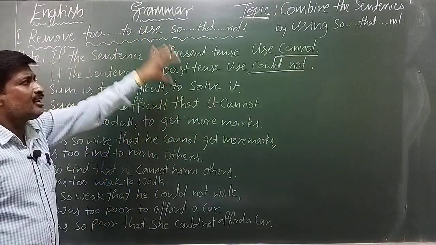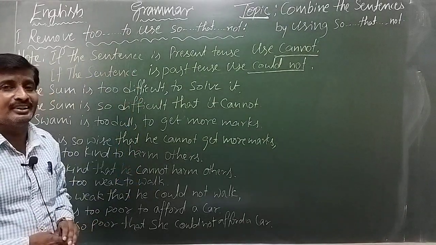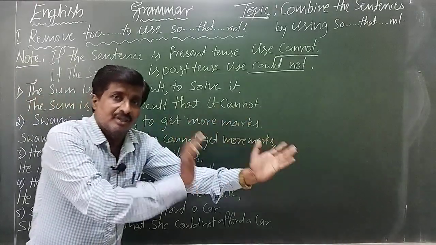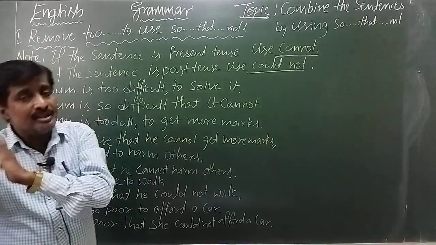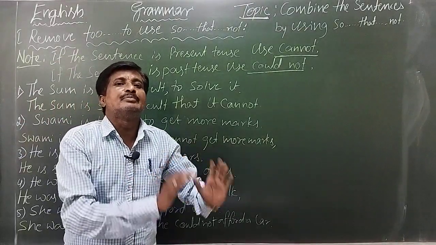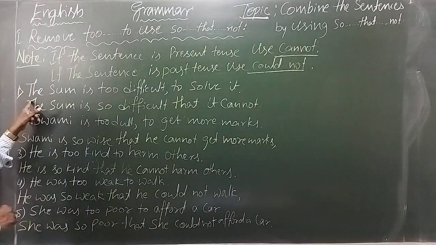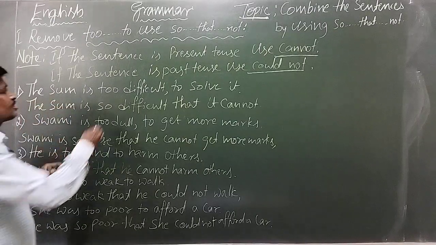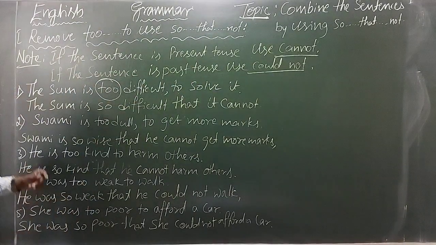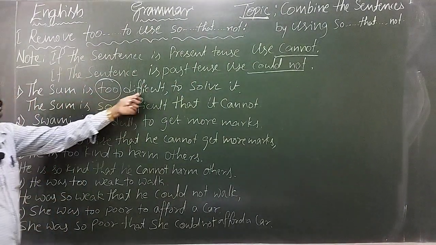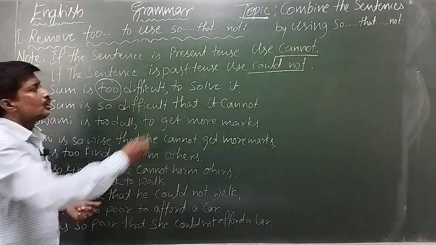Dear children, here are a few examples. In these examples, you are going to learn how to remove one pair of conjunction words and how to use another pair of conjunctions in the place of them. Okay, see there children. Example first: the sum is too difficult to solve it.